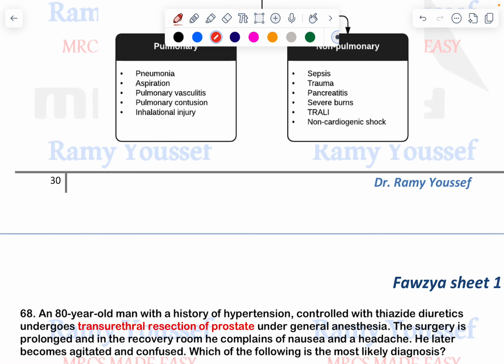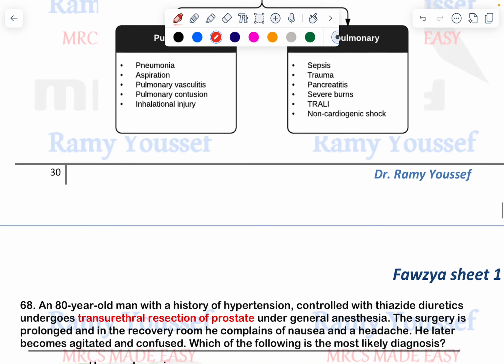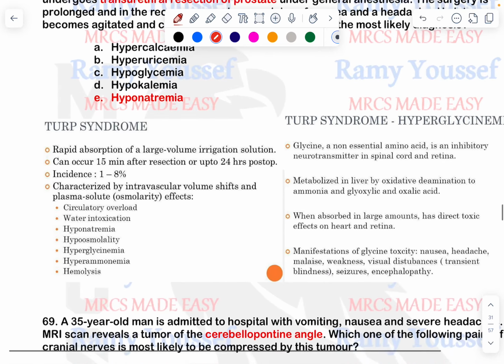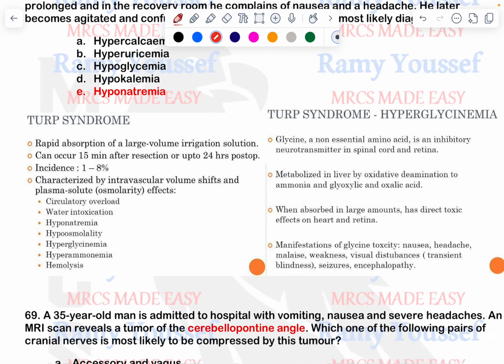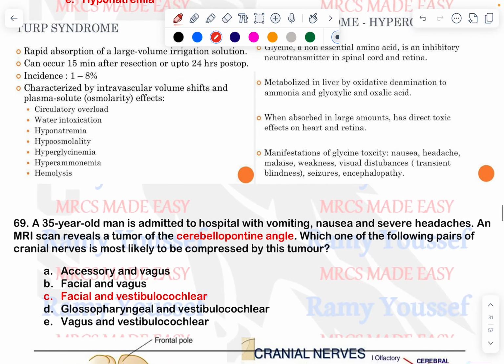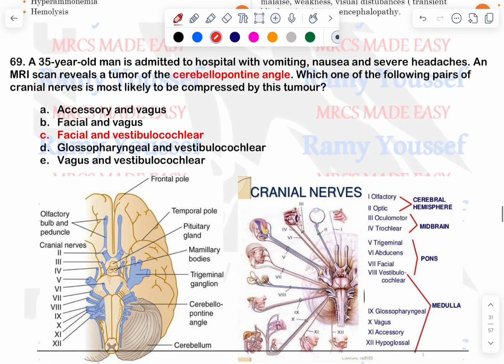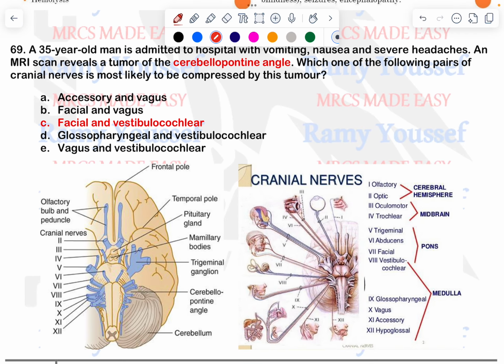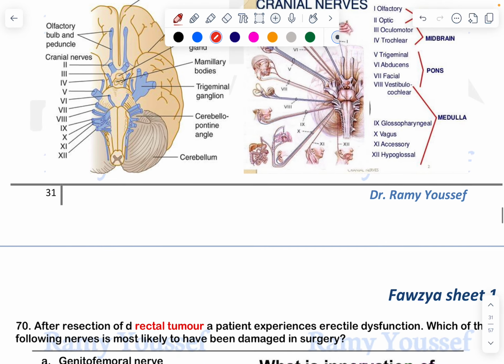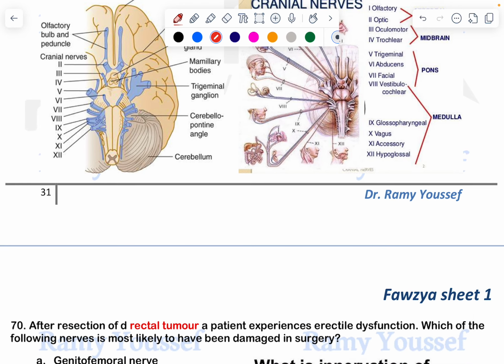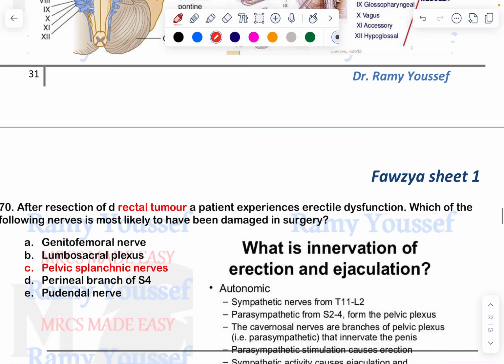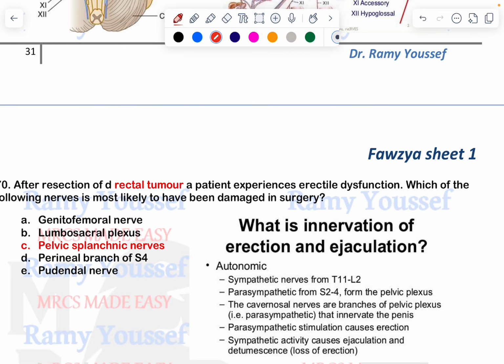TURP is done and surgery is prolonged. This is TURP syndrome, hyponatremia. Cerebellopontine angle: nerves 7 and 8. The first two nerves are from the cerebral hemisphere, midbrain has two nerves, pons 4 nerves, medulla 4 nerves. 5 to 8 are from the pons, 9 to 12 from the medulla. After resection of a rectal tumor, a patient experiences erectile dysfunction: pelvic splanchnic nerves, parasympathetic and sympathetic. T12-L1 is sympathetic, S2 to S4 is parasympathetic.